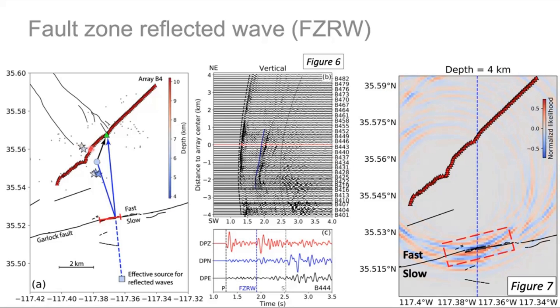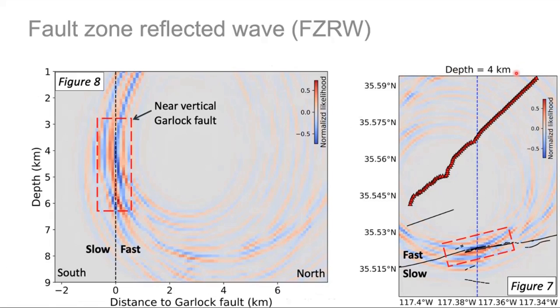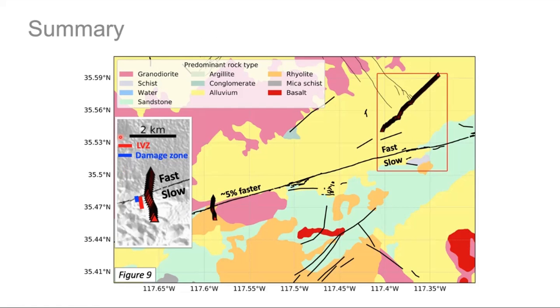The image obtained using a 1D velocity model for the migration is shown on the right in map view at depths of 4 km. And a depth cross-section at the blue dashed line is shown on the left. In general, the image has bright colors beneath the surface trace of the Garlock fault with a near vertical dipping angle. So in summary, the resulting fault zone image reveals a strong velocity contrast across the near vertical dipping Garlock fault that generates clear fault zone head and reflected waves.